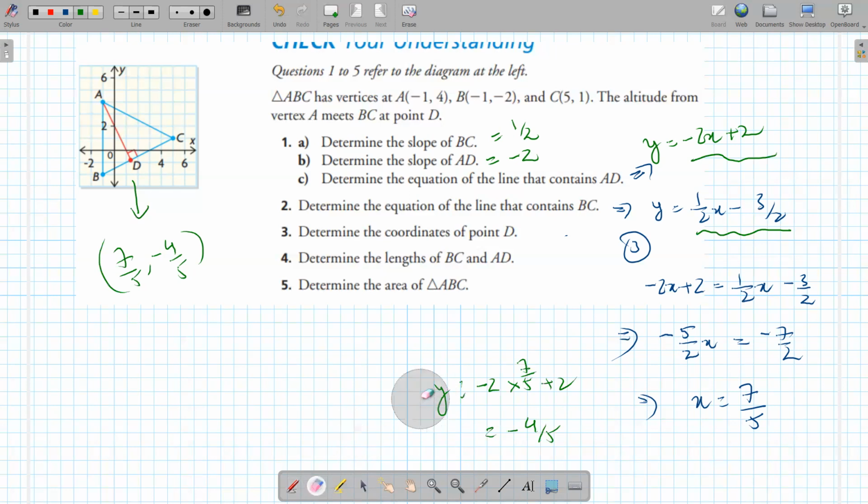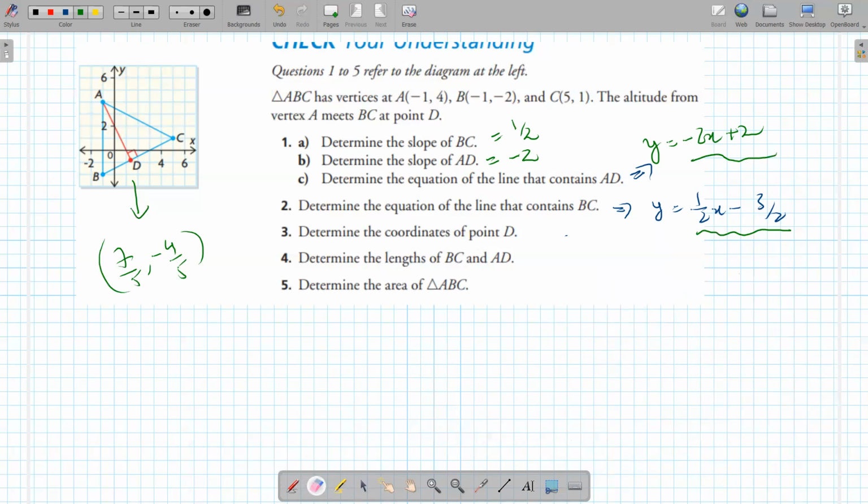Part 4, determine the lengths of BC and AD. Okay. Remember how to find this. The length of BC is going to be the hypotenuse of this triangle. The run here was 6, the rise here was 3, right? That means, how do you find the hypotenuse if the lengths are 6 and 3? You just take the Pythagorean. 36 plus 9, it's going to be root 45. That's BC, yeah?